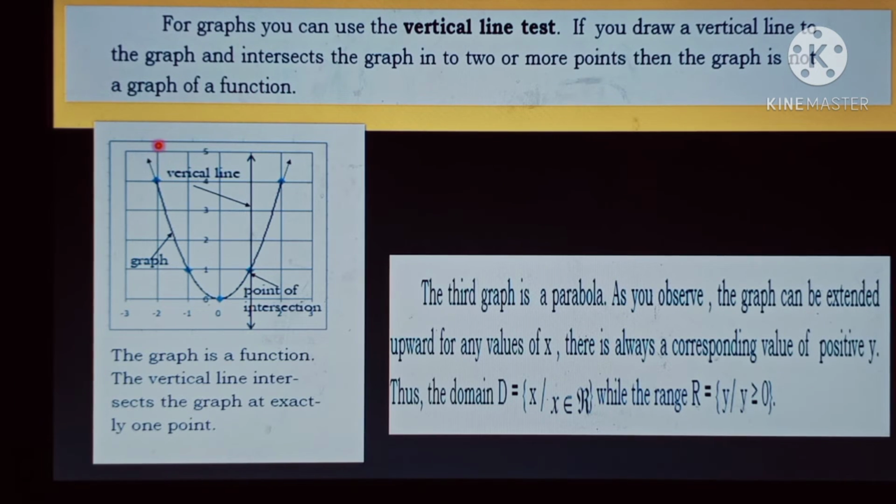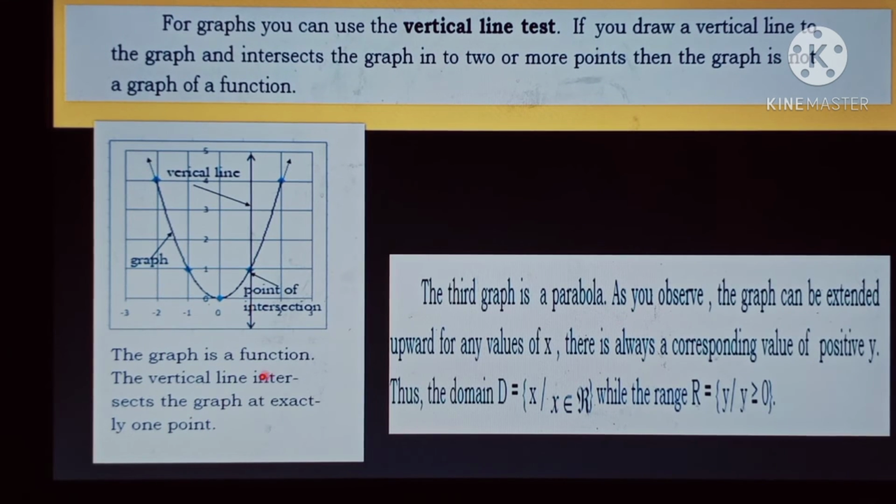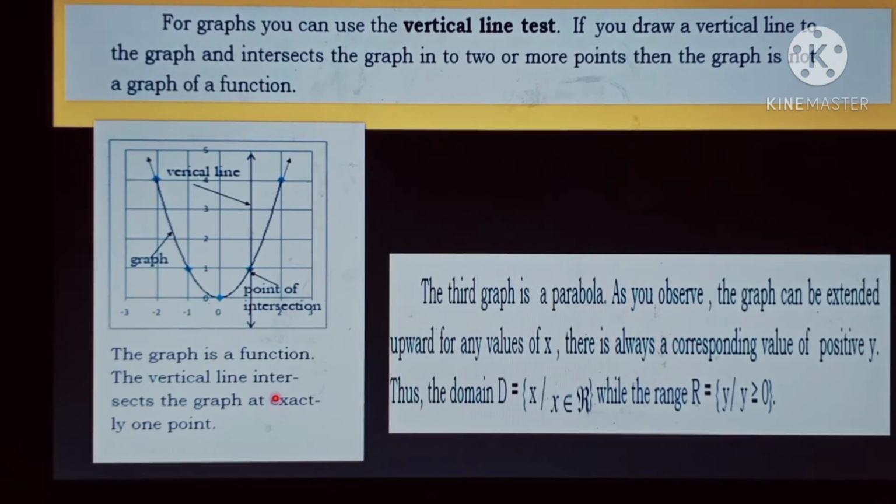So, dito tayo. Try natin dito. If we draw here a vertical line, then it touches only once. So, here, it touches only once. So the graph is a function. That vertical line intersects the graph at exactly 1 point.